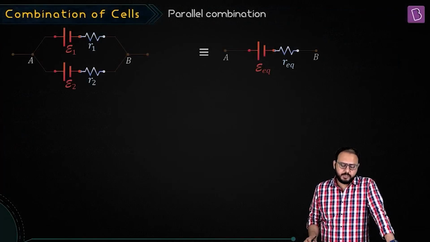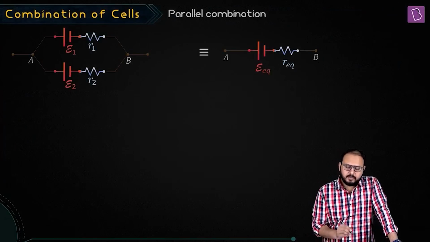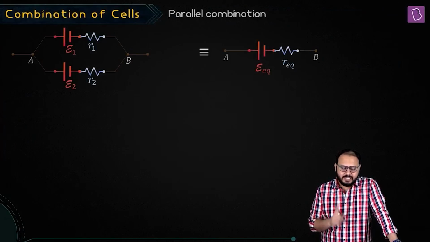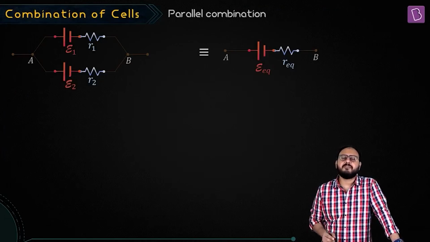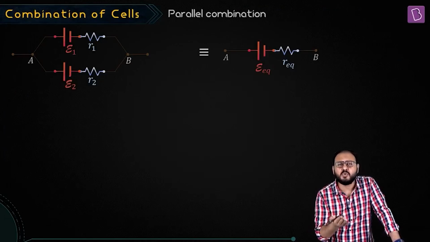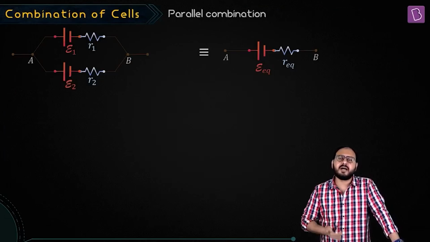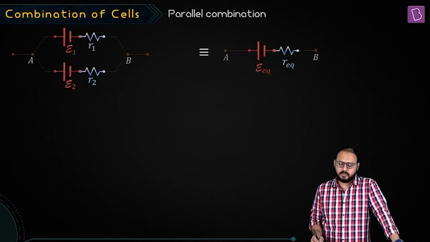Parallel combination. Can you see two parallels? Yes, sir, they are in parallel. What's the definition I told you? E equivalent is nothing but VA minus VB when it is not in use. Not in use, not in use. Okay, sir. How do I find that out? Tell me.